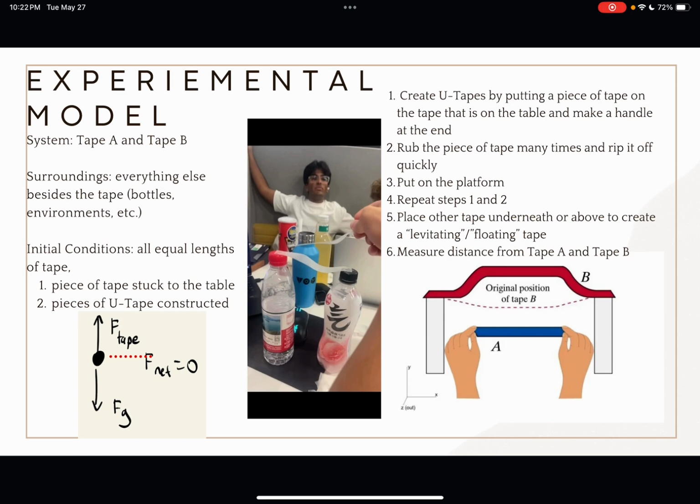There's one piece of tape stuck to the table and two pieces of U-tapes that are being constructed. You create the U-tapes by putting a piece of tape on the table and then putting another piece of tape on top and making a U handle, and then rubbing it to charge it and then ripping it off. The first one you put on the bottles, as seen in the picture in the middle, and then you do it with the second one and put it on the top, and it should levitate. And then you measure the distance between tape A and tape B.